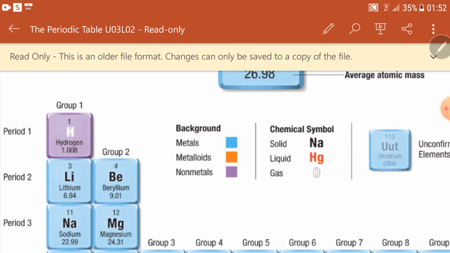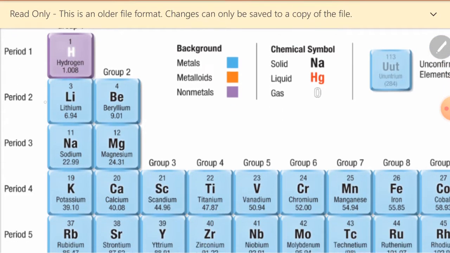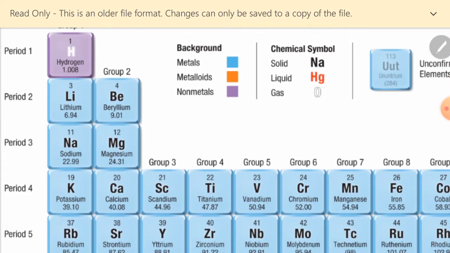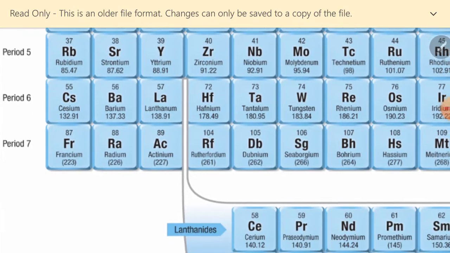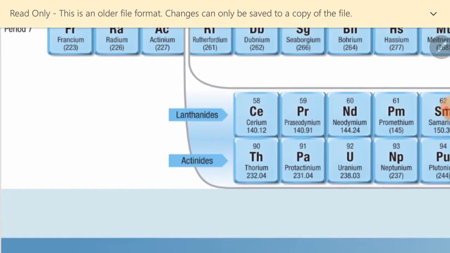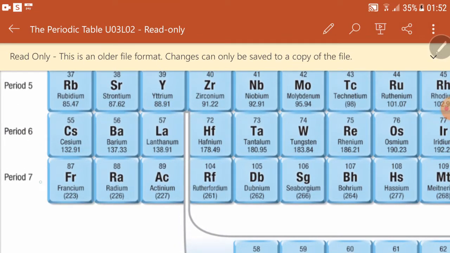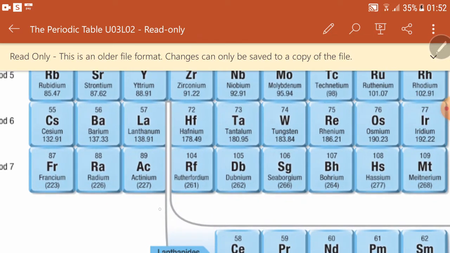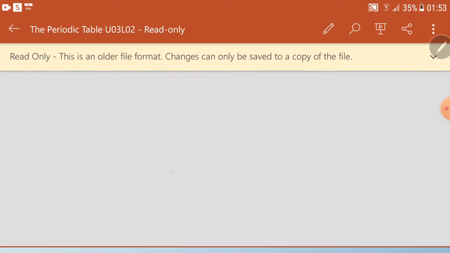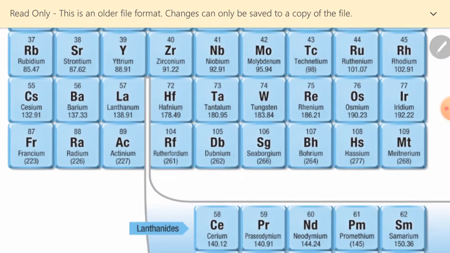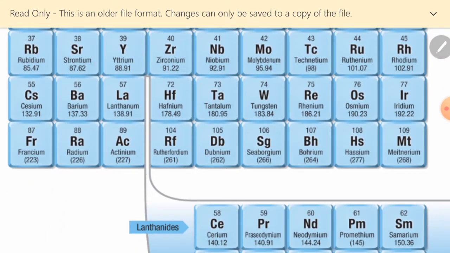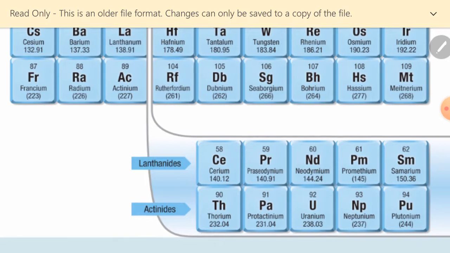Every line, every row is called a period. So starting from up, period 1, period 2, period 3, period 4, period 5, period 6, period 7. The last 2 lines are included in period 6 and in period 7. Look, they have to be in this space here. Why are they separated?